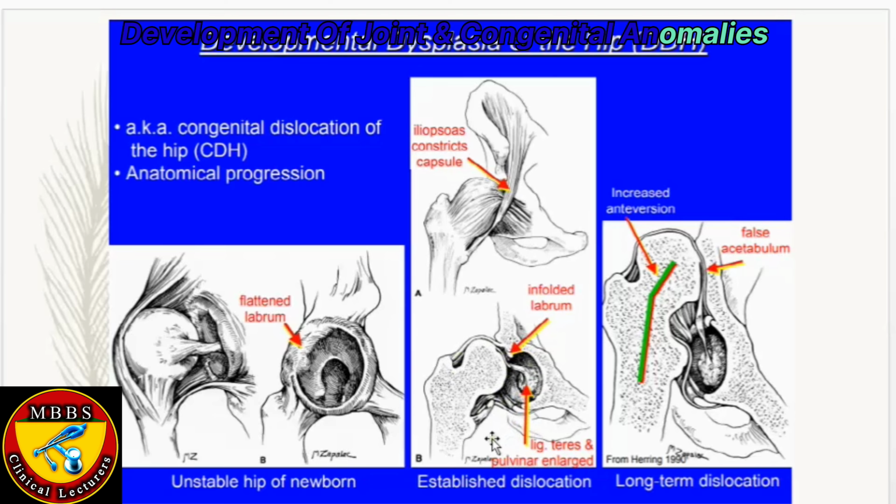Now, there are different degrees of dislocation of the hip joint. There may be subluxation, in which the joint could be replaced without surgery, just by manipulation. But there are other factors, soft tissue factors, which are responsible for the dislocation and the retention of the dislocation. So it is one of the anomalies related to the hip joint.